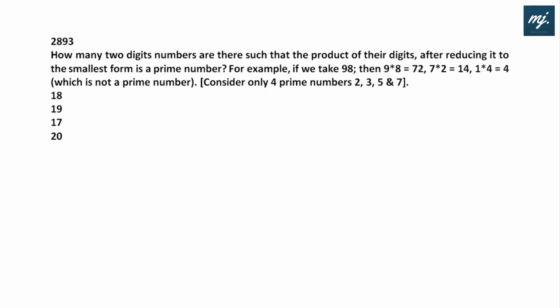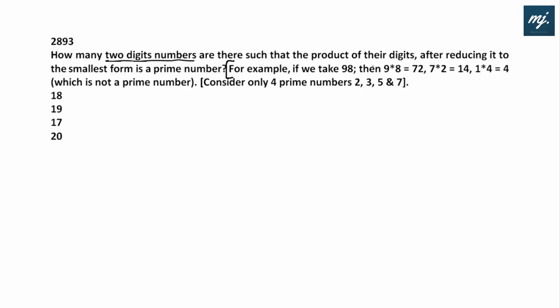How many 2 digit numbers are there such that the product of their digits, after reducing it to the smallest form, is a prime number? An example is also given.